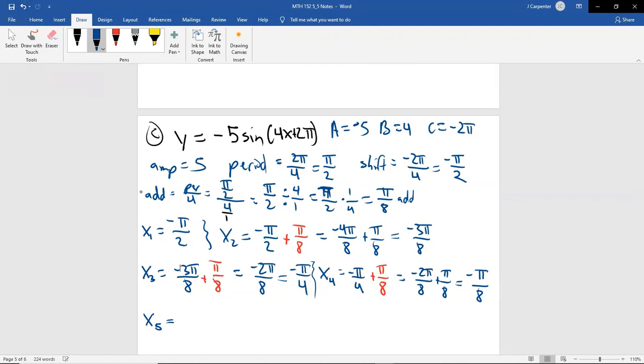Now remember, if you take the shifting value and add the period, then you should get the last one. So the shifting value is negative pi over 2. The period is pi over 2. If you add those two things, you get 0. So that's what I expect to get here, is 0. Let's take the previous one of negative pi over 8, add the adding value. Negative 1 plus 1 is 0. So sure enough, it worked.